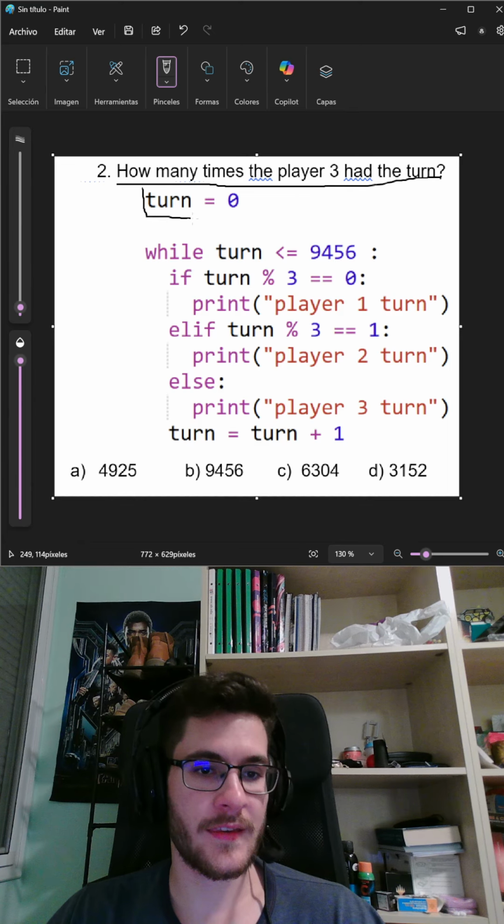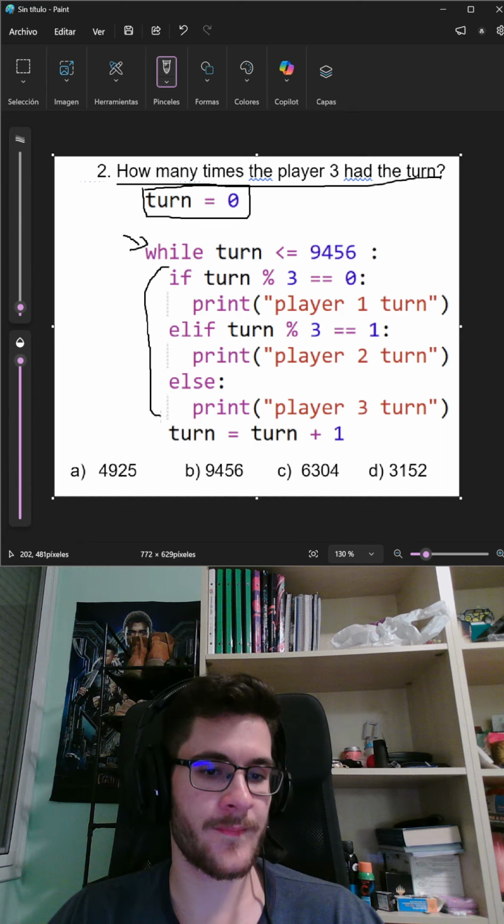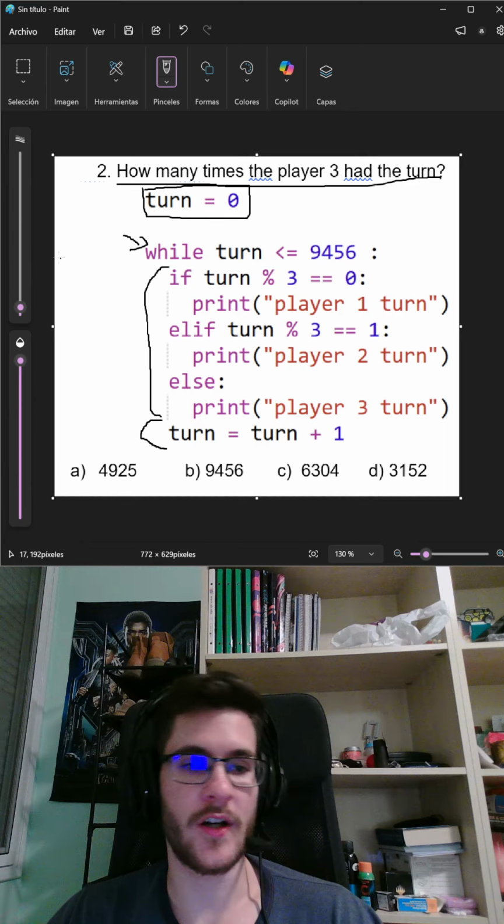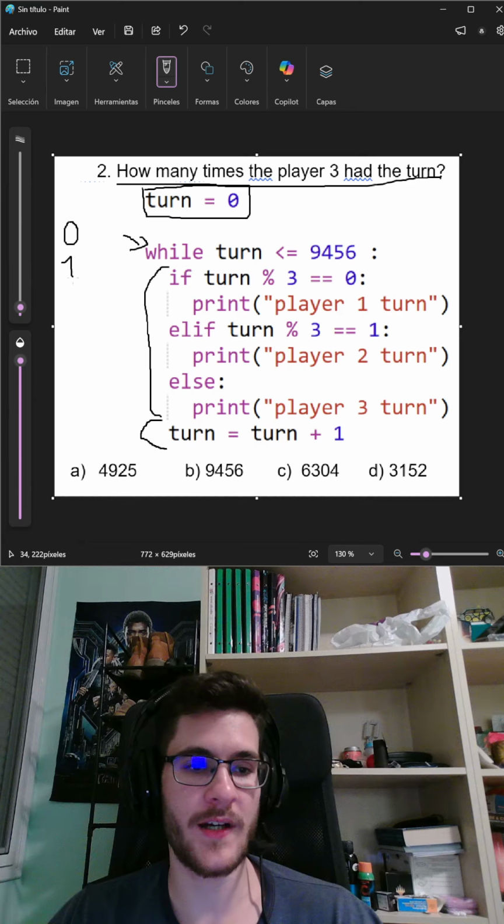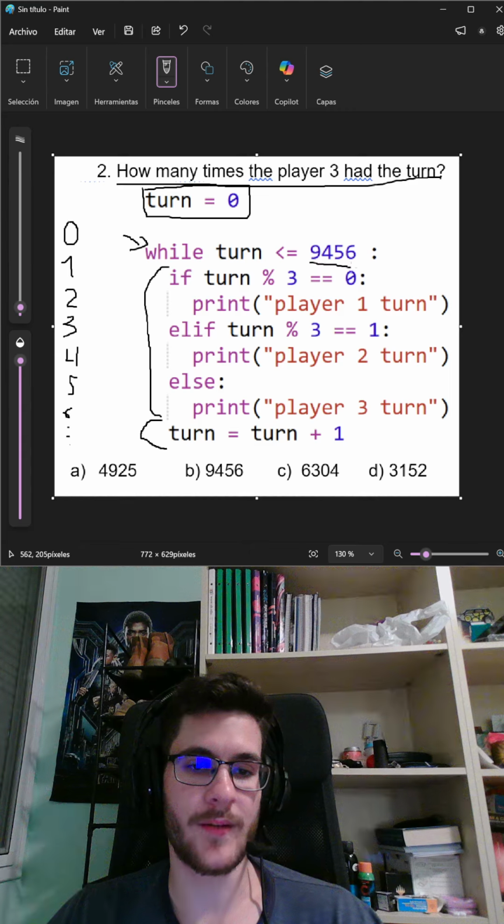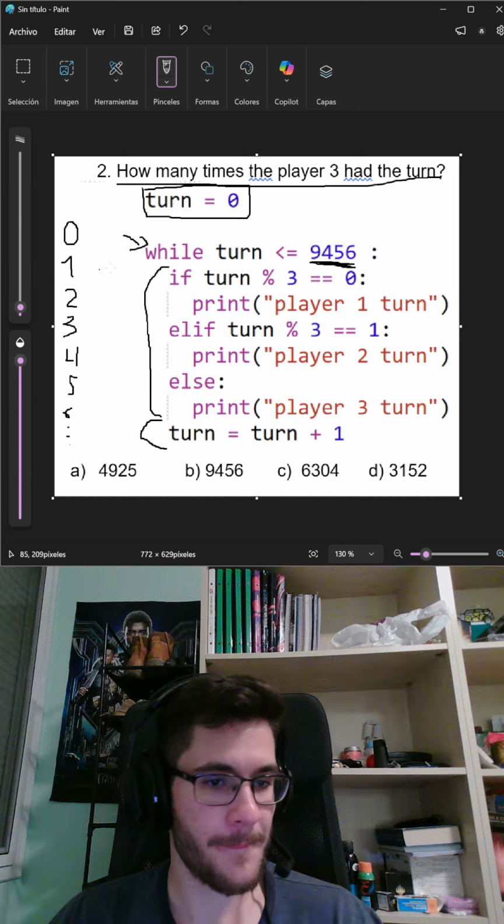We start with turn equals 0, the variable turn equals 0. Then we have a loop here and a condition, and finally, an increase of the variable turn. So in the first iteration, turn will be 0, but the next one will be 1, and the next one 2, and 3, and 4, and 5, and 6, until we arrive to the condition number. When we arrive to this number, we go out of the loop.